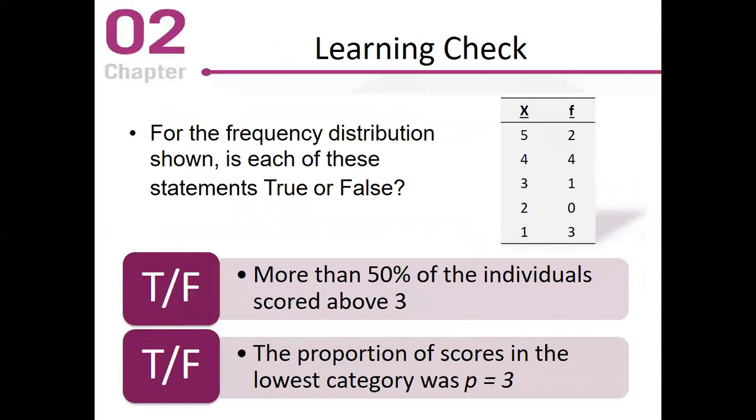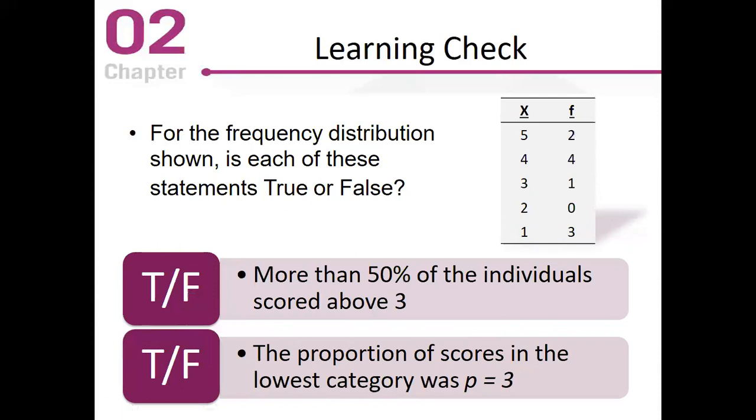Let's go ahead and do the first question here. True or false, using the frequency distribution on the slide, more than 50% of the individuals scored above a 3. If we look at the total frequency, we can see there's 10 people in the study. So did at least 5 of them, since 50% of 10 is 5, score above a 3? 4, 5, 6, we can see, yes, that's the case.